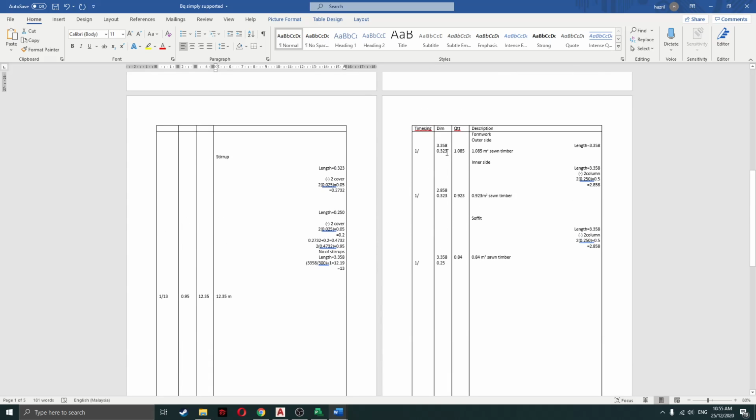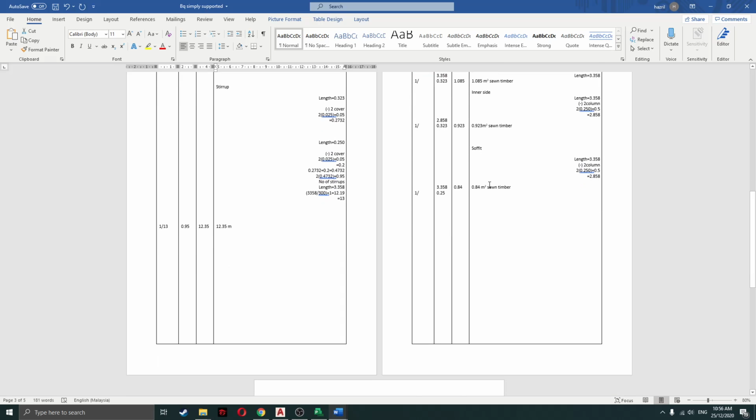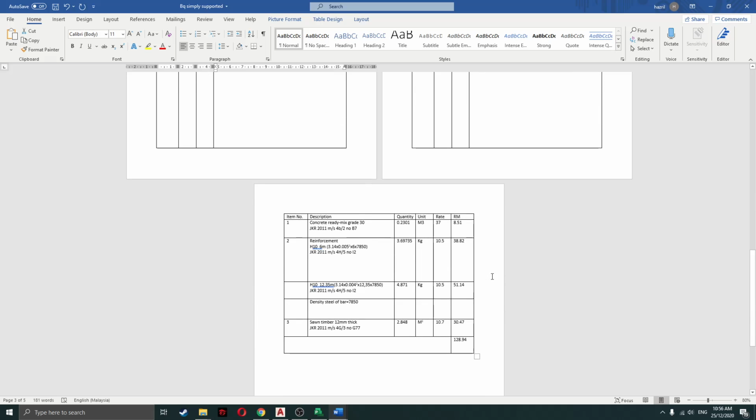Then for formwork, I get 1.05 meter squared, the length times the y direction, and this the length times height, this the length times height, get 0.923 meter squared, and then this one the length times the width, I get 0.4 meter squared. For the BQ, I get RM 128.94.